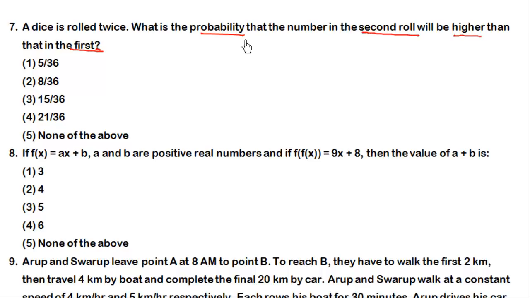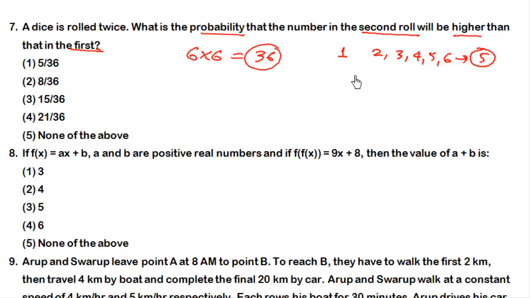Now we know that the number of ways in which a dice can be rolled twice is 6 into 6, or there are 36 ways. But here we need to find the number of possibilities where the second dice shows a higher number than the previous. So we can make cases, and these are very easy. Suppose in the first roll the number was 1, so in the second roll it has to be either 2 or 3 or 4 or 5 or 6. So there are 5 combinations with 1, that is 1 2, 1 3, 1 4, 1 5 and 1 6.